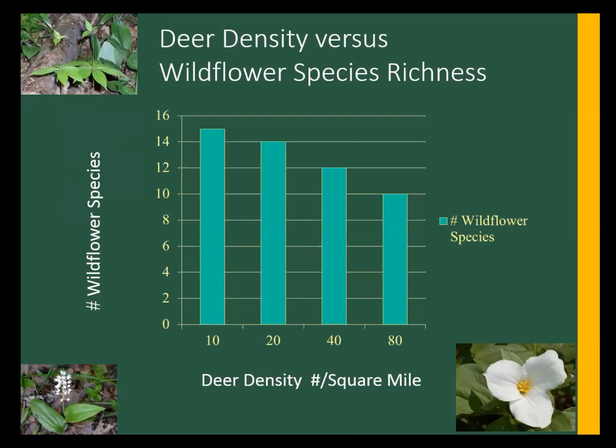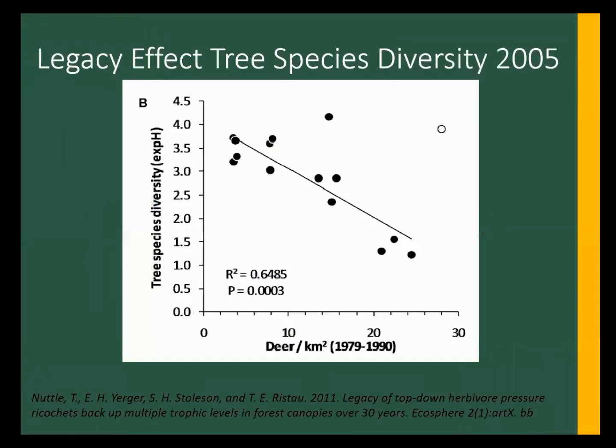So deer density tends to impact wildflower species richness. Deer tend to really prefer to browse on things like trillium and a lot of our other native vernal species. And so as deer density increases, then you have a decrease in wildflower species richness.